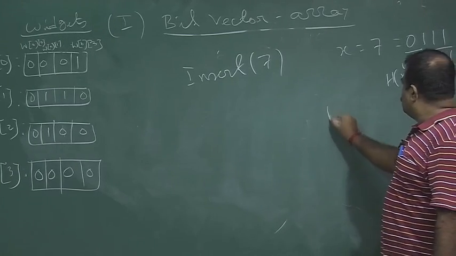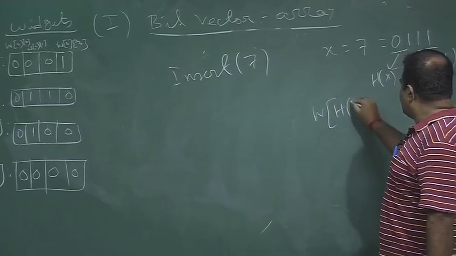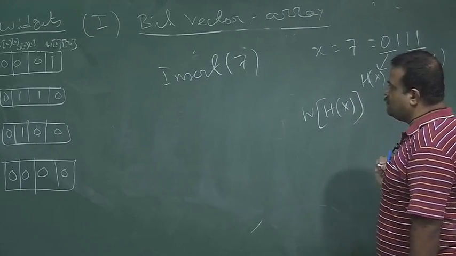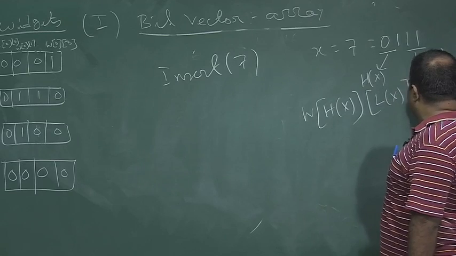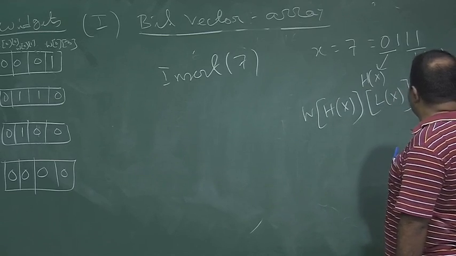So, basically we will go to W of high of x, this will give us the block number, and this low of x will give us the position in that block. So, this is basically we will make it 1.